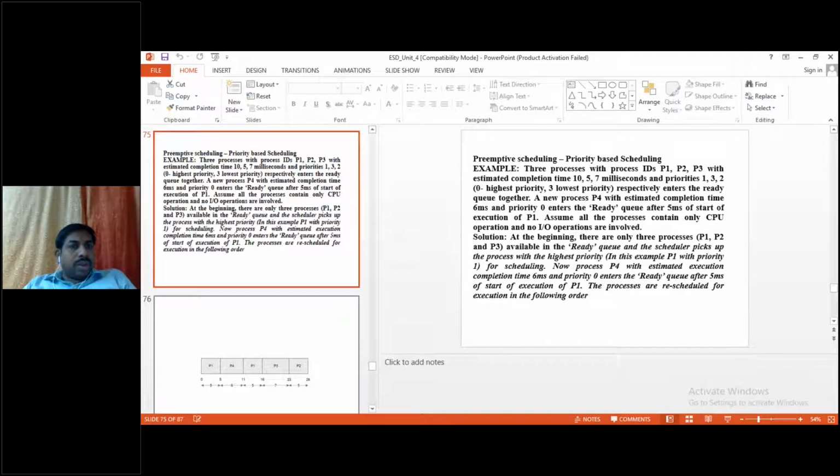So besides preemptive scheduling, we can also go for priority based scheduling. Under priority based scheduling, we can see that there are three processes, P1, P2, P3, with estimated completion times of 10, 5, and 7 milliseconds. And here the priority is given as 1, 3, 2, where 0 is the highest priority and 3 is the lowest priority.